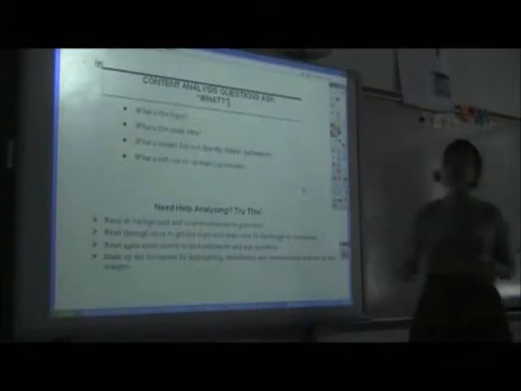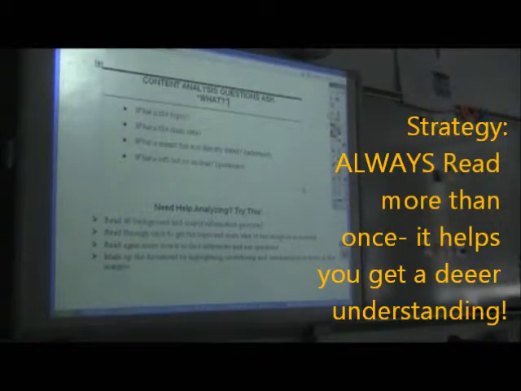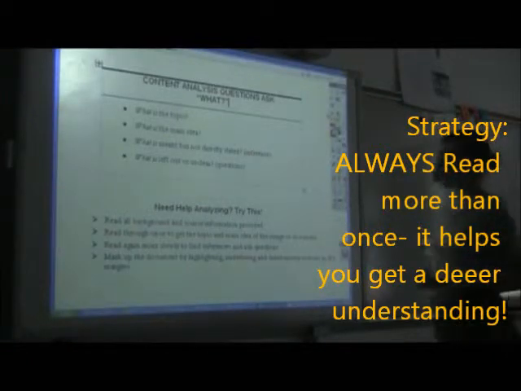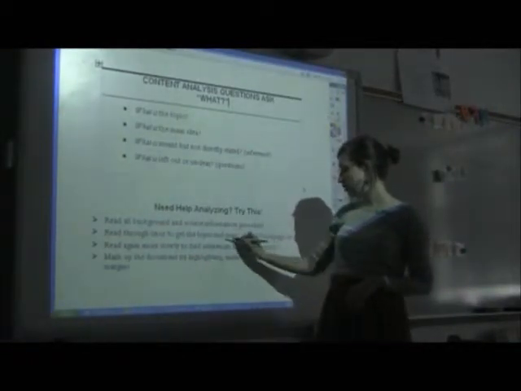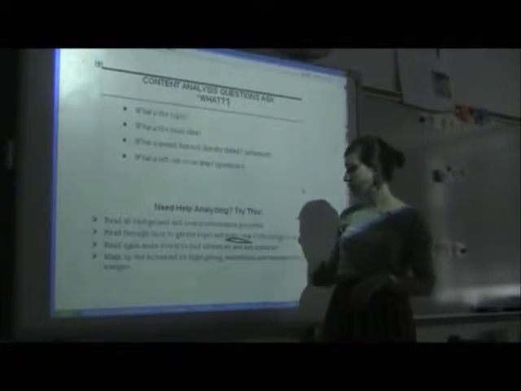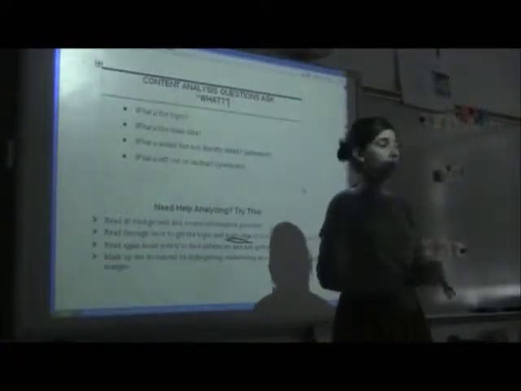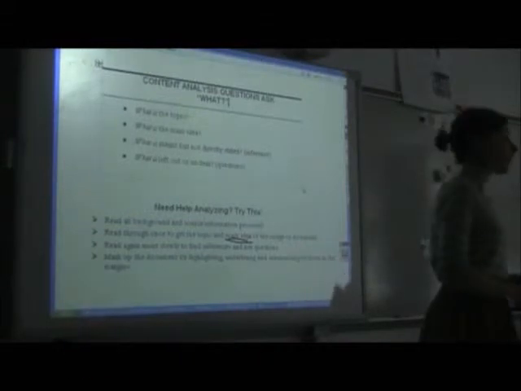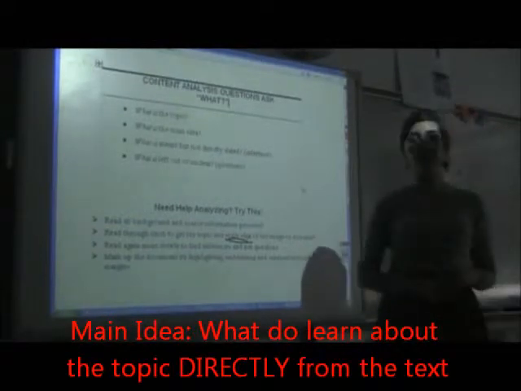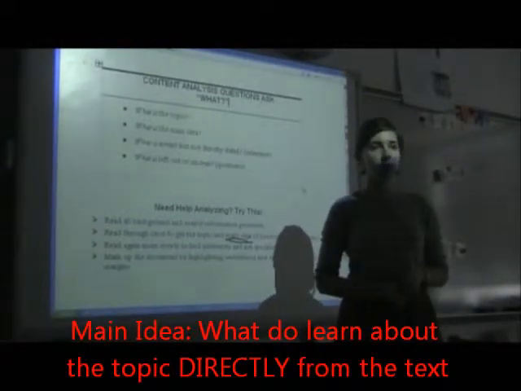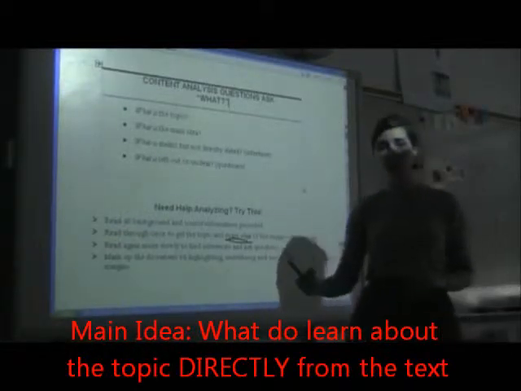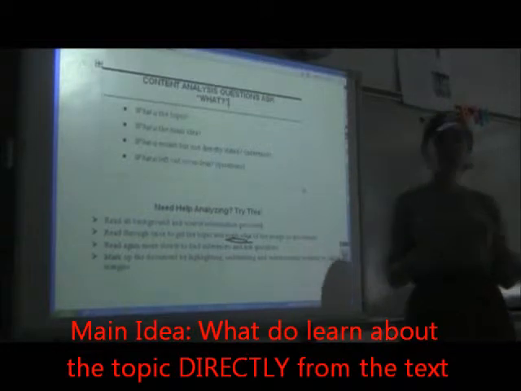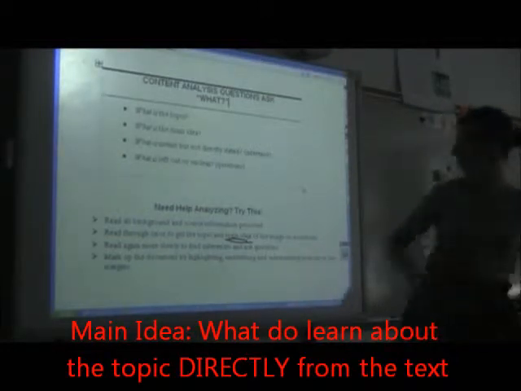You'll remember from our strategies for analyzing for content that you need to read this document twice. The first time that you read through, you're reading through to get the topic and the main idea. So if you didn't get the topic from the background information, you need to get that. But more importantly, you need to go back and get the main idea by reading it through once. What does the text actually say that tells us about the topic? So main idea comes directly from the text.